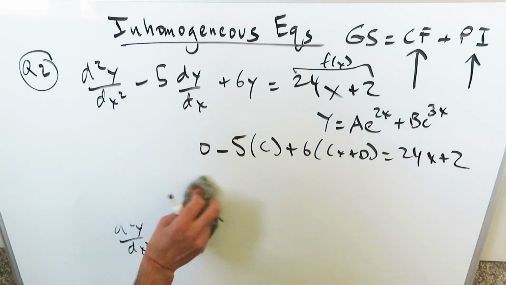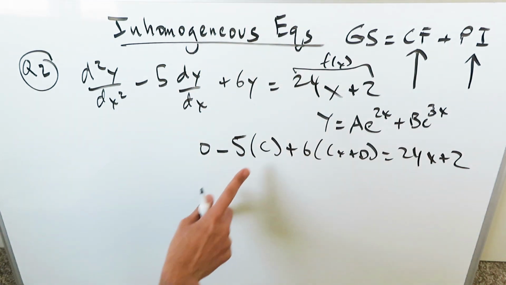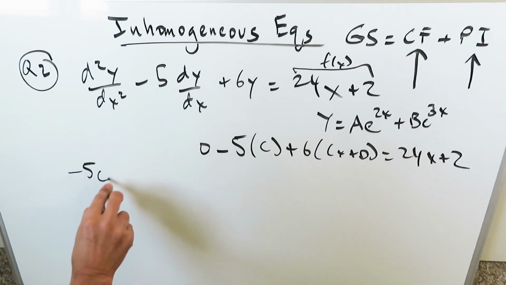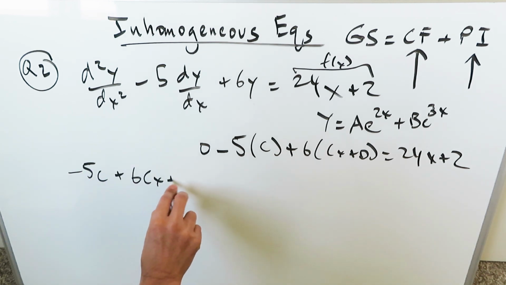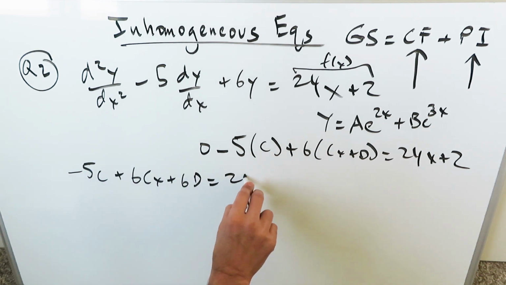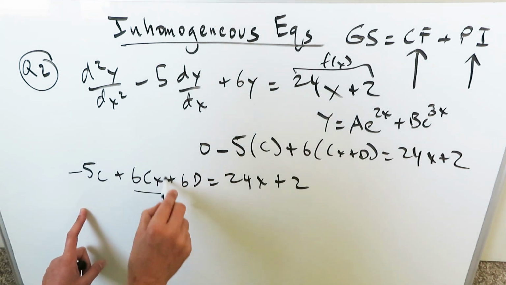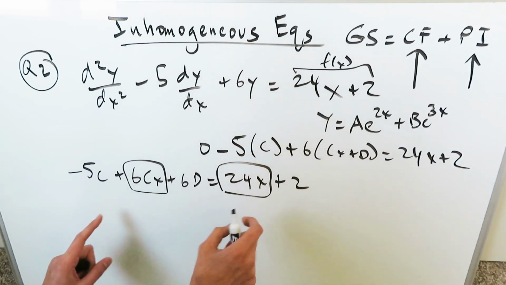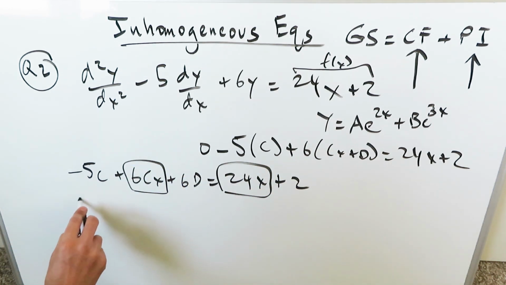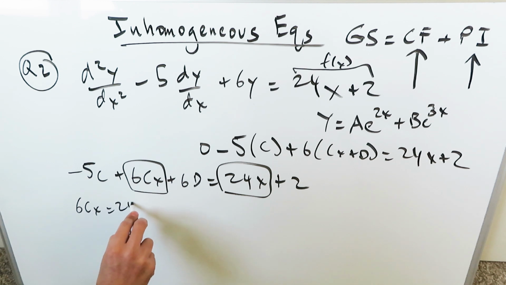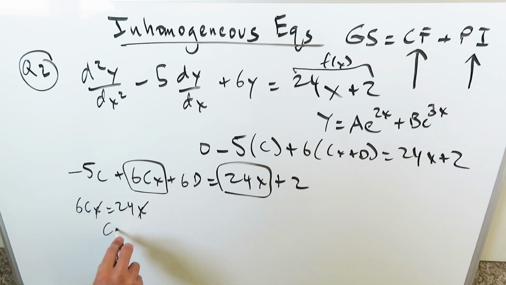Let's work on this system and find the value of c and d. I have here a minus 5c plus 6cx plus 6d is equal to 24x plus 2. Find all your constant terms, find all your linear terms. My linear terms are those with the x. My constant terms are without the x. I have my linear term 6cx is equal to 24x. The x's cancel out. C is equal to 24 divided by 6, which is 4.